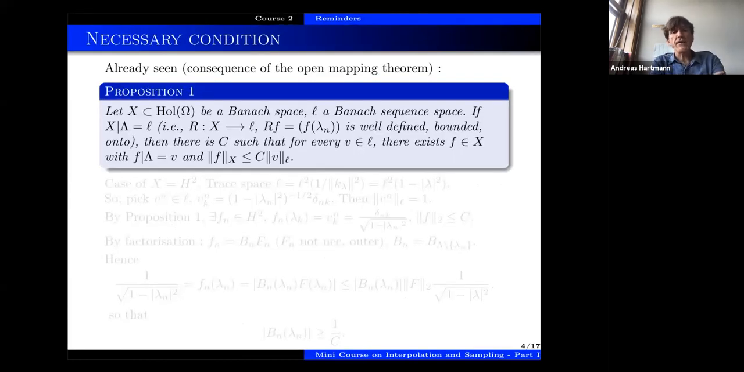Okay, so let us look at the necessary condition for interpolation. And here I will repeat an argument from yesterday, and you can say repeating things is allowed to plan. I think someone has his mic open. I don't know who.